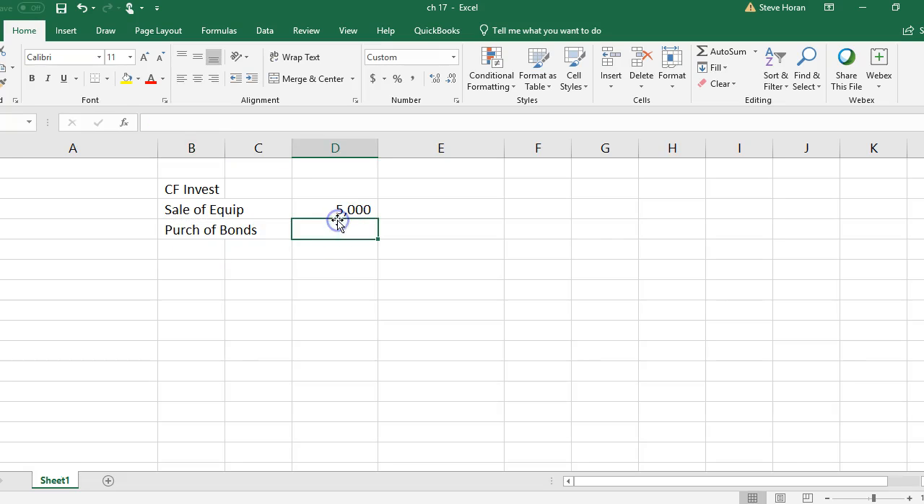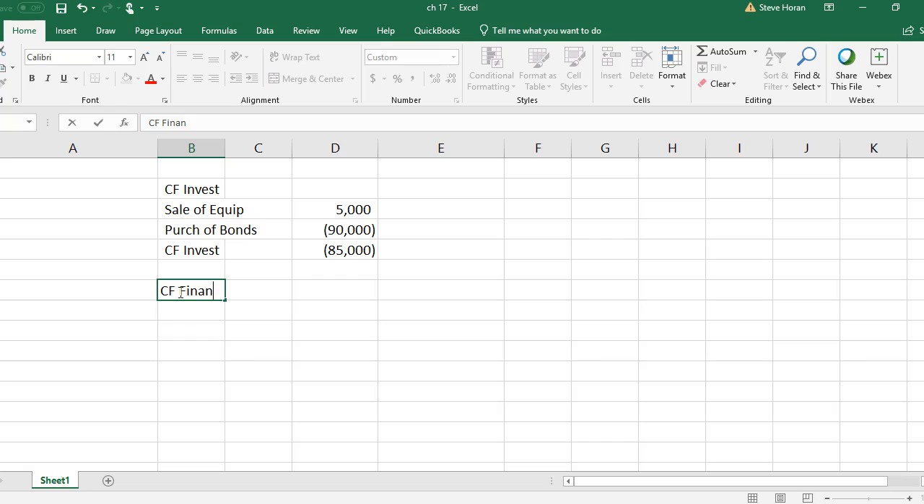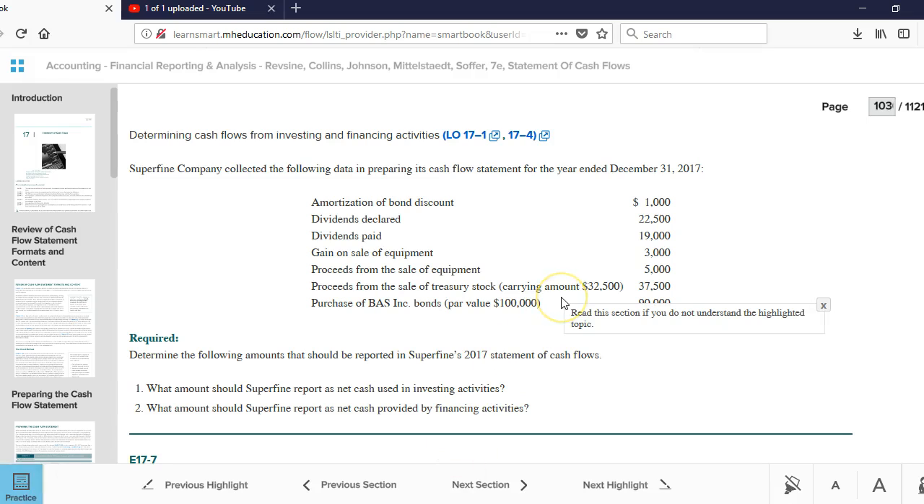Okay, so that's a minus 90. And so that's it. That was my investing. So that's my cash flow from my investments. So now let's do cash flows from financing. And again, go back to what's going on here. Well, again, I care about cash, right?